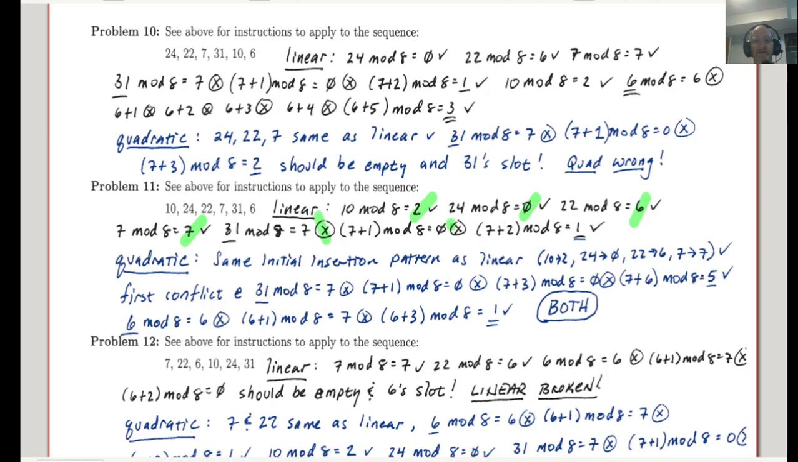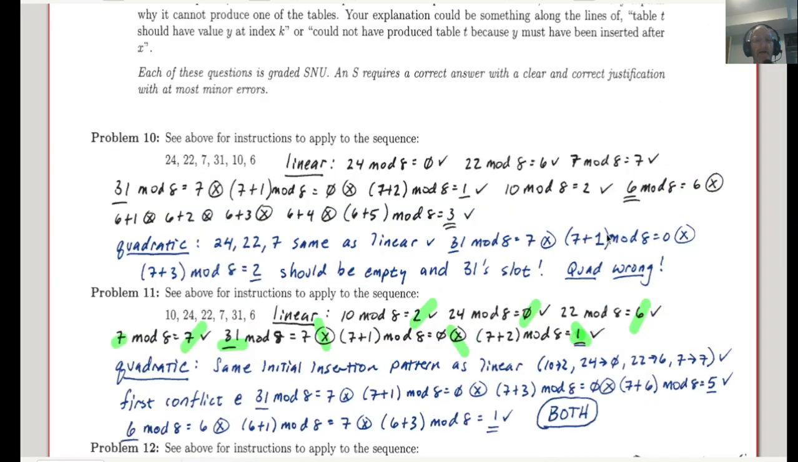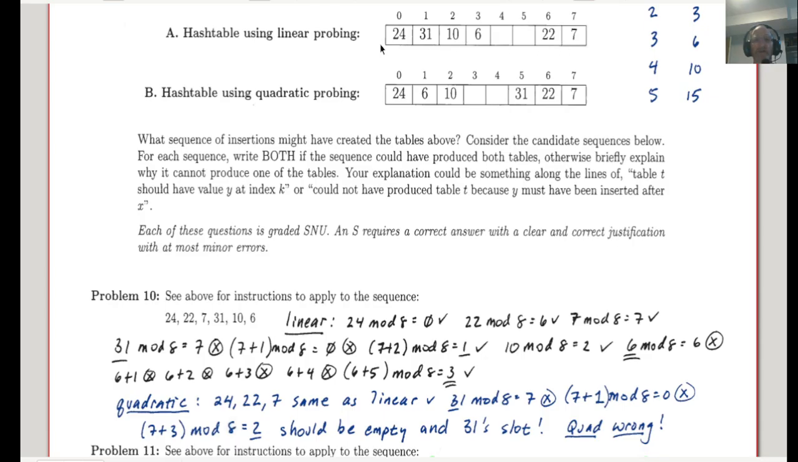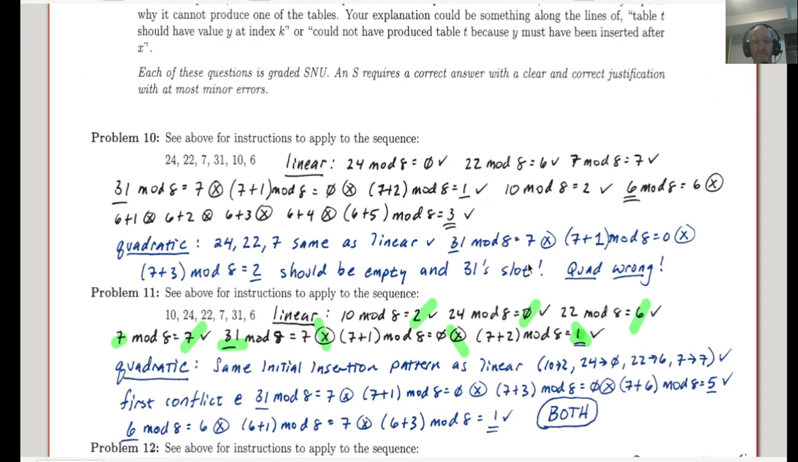8 mod 8 is 0. There's a collision. 7 plus 2. Add 1 more. 9 mod 8 is 1. And that works. So the 7 can go into slot 1. And I believe, let's see, 1, 2, 3, 4. Oh, sorry, 5. Not the 7 into slot 1. 31 goes into slot 1. And that's okay. This actually describes this table as we see it. Does it? Wait a minute.